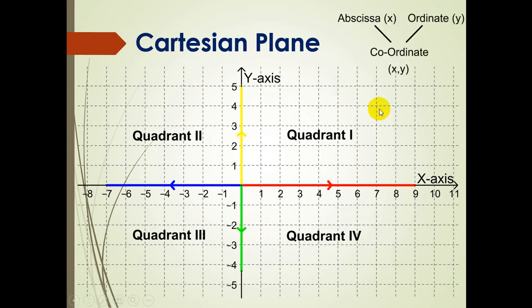Then the term coordinates comes from the combination of abscissa and ordinate. Abscissa means the value of x and ordinate is the value of y. The combination between the two of them becomes a coordinate.